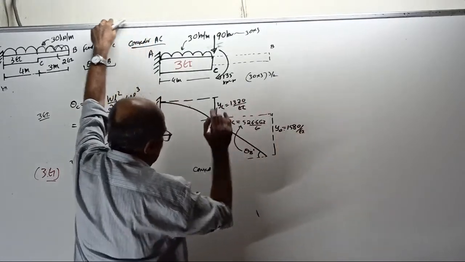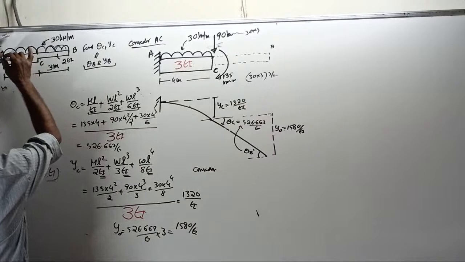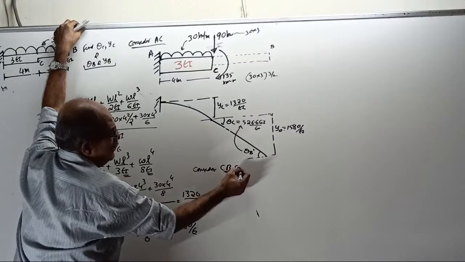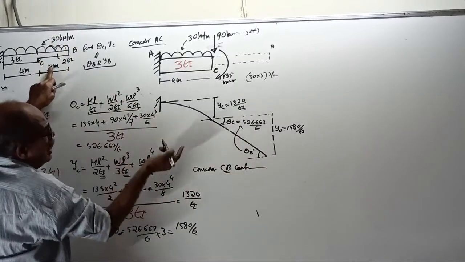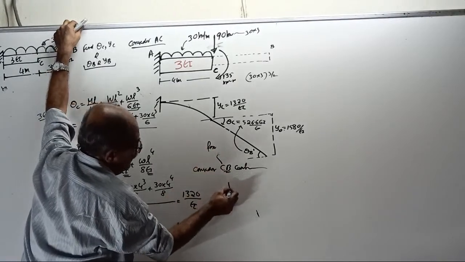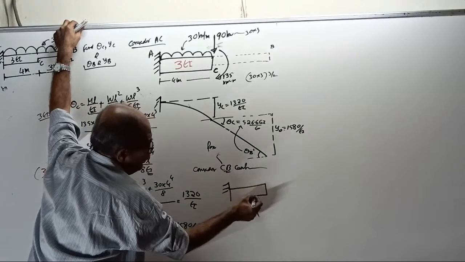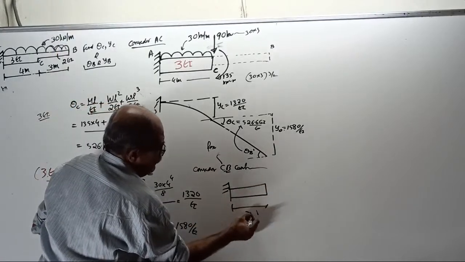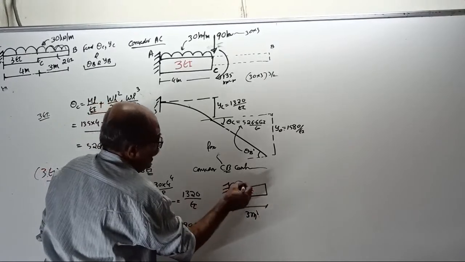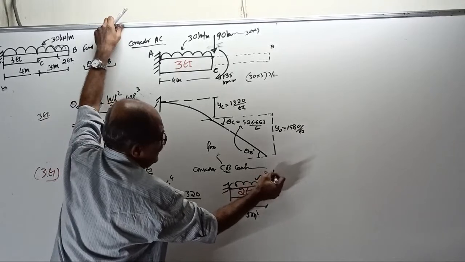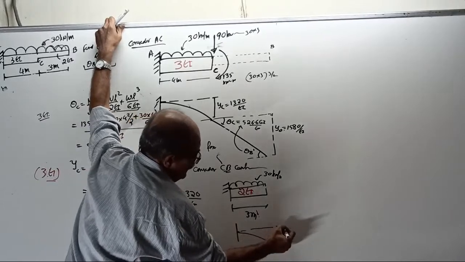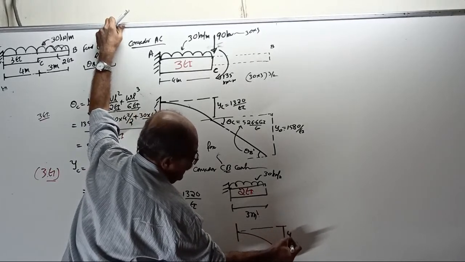Now consider C to B as a cantilever over A to B. That is the remaining portion of the cantilever. C is fixed. Very important. This cantilever has a length of 3 meter and it has 2 EI, remember, and it has only UDL of 30 kN per meter. Very simple. The elastic curve will come this way. This is the deflection at B.